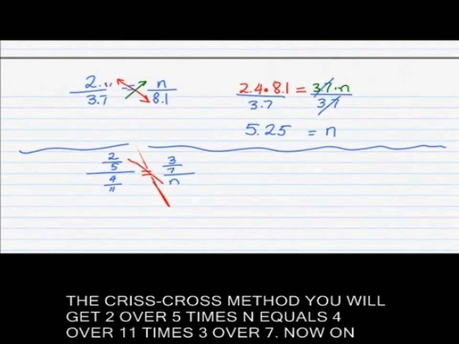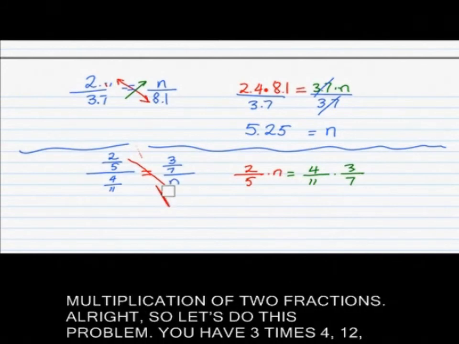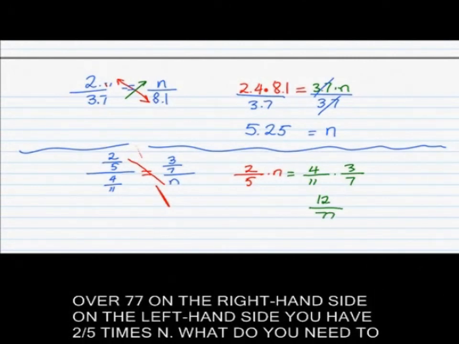When you do the crisscross method, you'll get 2 over 5 times n equals 4 over 11 times 3 over 7. Now, on the left-hand side, you have a fraction multiplying. On the right-hand side, you have a multiplication of two fractions. All right. So let's do this problem. You have 3 times 4, 12 over 77 on the right hand side.